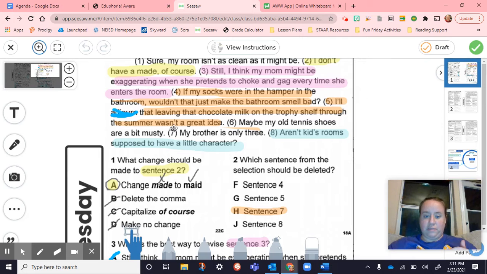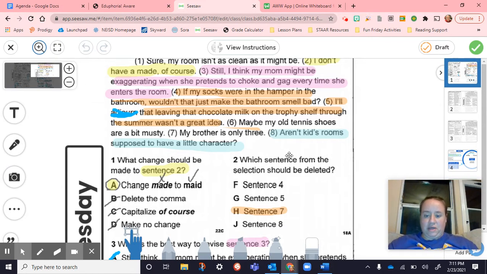Like this one is talking about, so it says, sure, my room isn't as clean as it might be. I don't have a maid, of course. Still, I think my mom might be exaggerating when she pretends to choke and gag every time she enters the room. If my socks were in the hamper in the bathroom, wouldn't that just make the bathroom smell bad? I'll adjourn that leaving the chocolate milk on the trophy shelf through the summer wasn't a great idea. Maybe my old tennis shoes are a bit musty. My brother is only 3. Aren't kids' rooms supposed to have a little character?